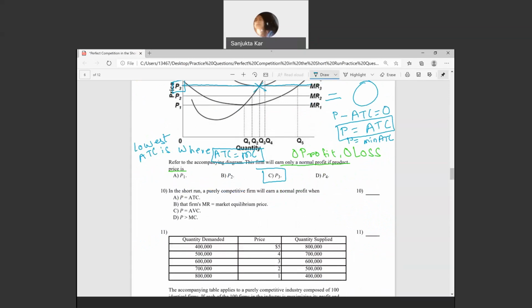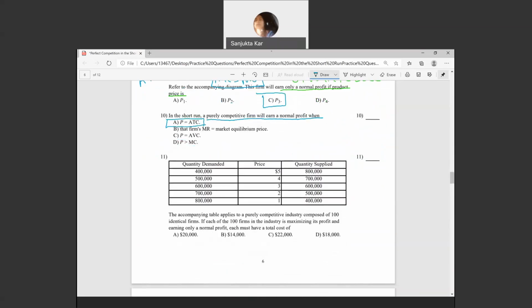All right, question number 10. In the short run, a purely competitive firm will earn a profit when price is equal to average total cost of production. Question 11, this one's tricky.